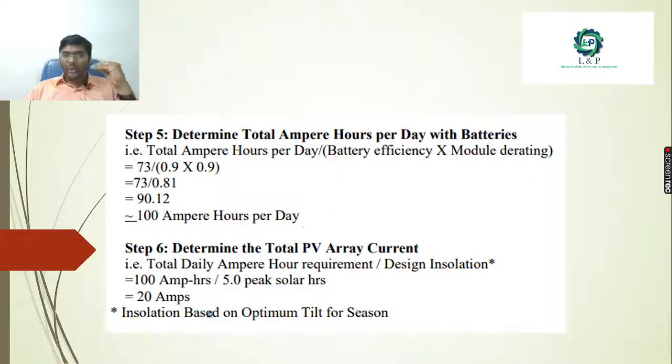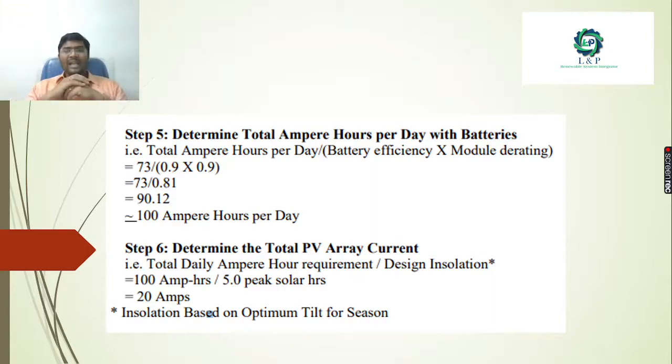If you want to determine the total amp hours per day with the batteries, it is very simple. The total amp hours per day that we already got is 73. Consider the battery has an efficiency of 0.9 (refer to the data sheet), and if you have a module derating factor of 0.9, we get around 90. So if it is 90, you can go for 100 amp hours per day.